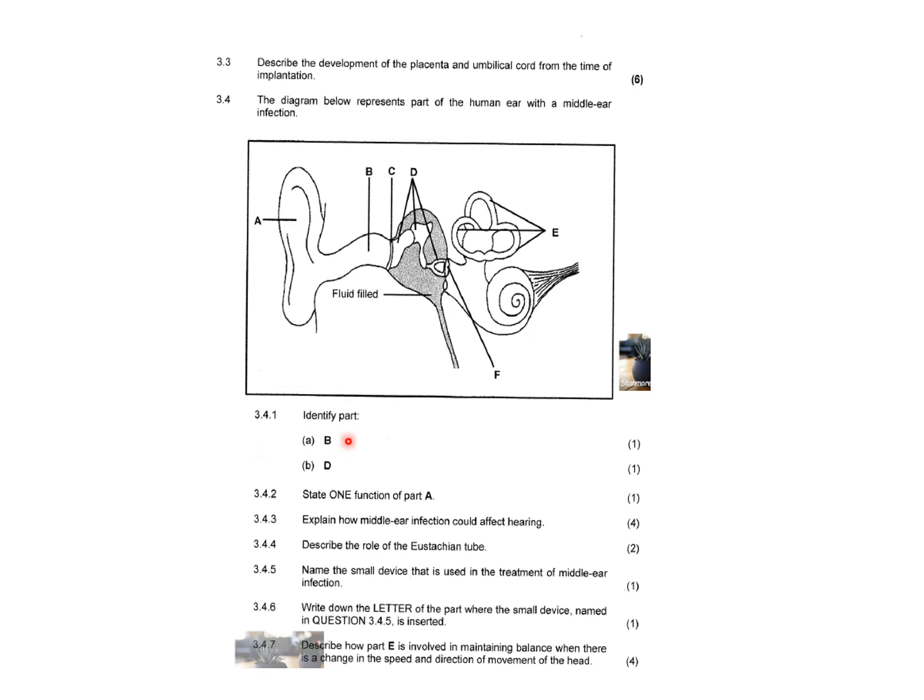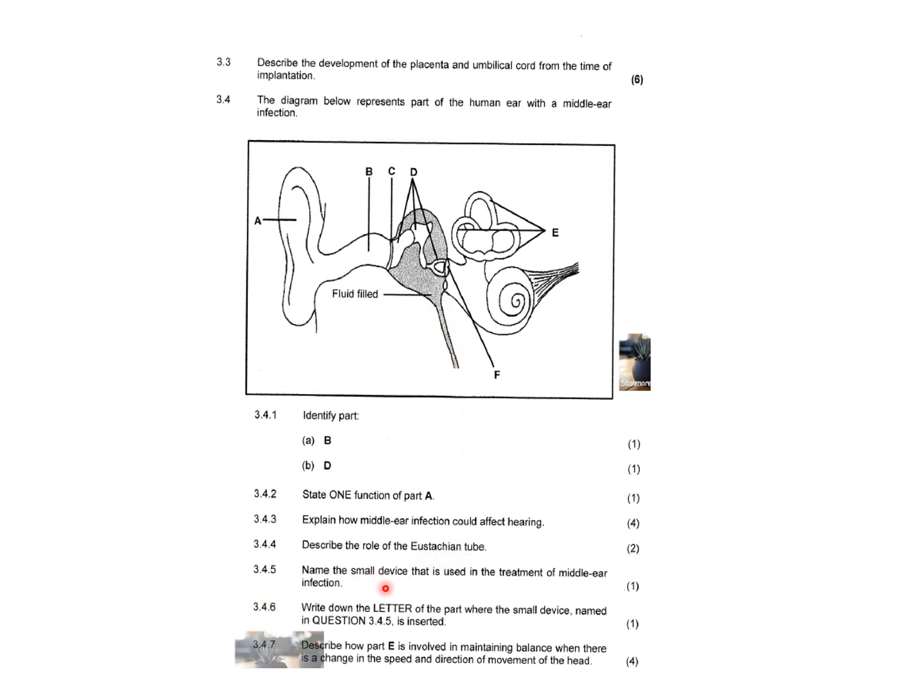3.4.1, they want you to identify part B. They want you to identify part D. Can you see it's all 3 of these parts? 3.4.2, state one function of part A. 3.4.3, how middle ear infection can affect hearing. 3.4.4, describe the role of the Eustachian tube, which is this tube here.